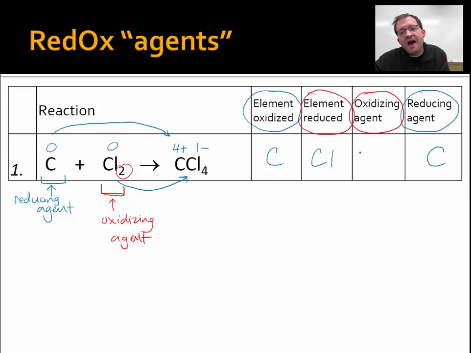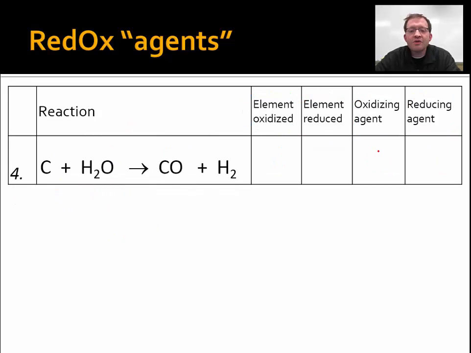So when we put down the oxidizing agent, we can list chlorine as part of diatomic chlorine, the oxidizing agent. So the oxidized element and the reducing agent are connected to each other, you could say, and the element reduced and the oxidizing agent are connected to each other as well. So finding the element being oxidized means you've also found the reducing agent, and finding the element being reduced means you've also found the oxidizing agent. Let's do another example together.